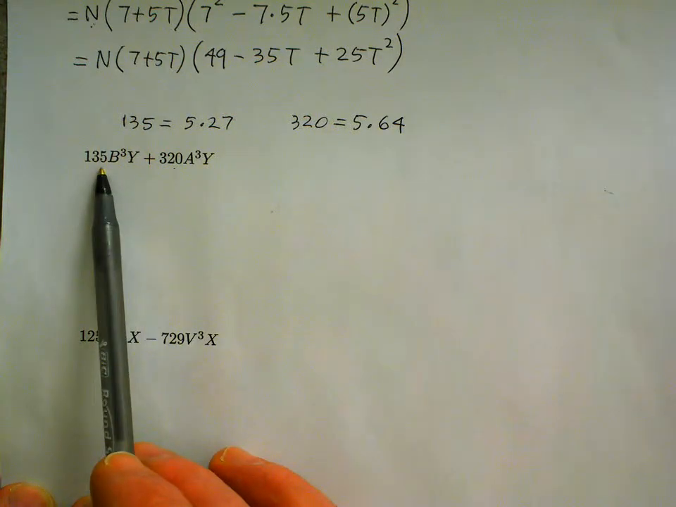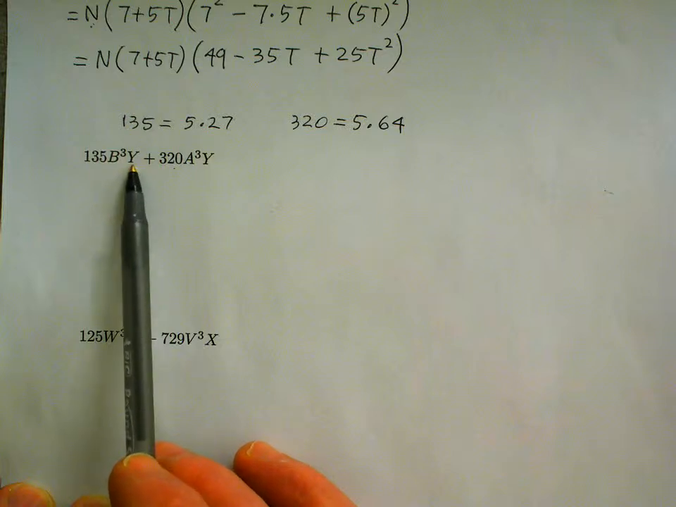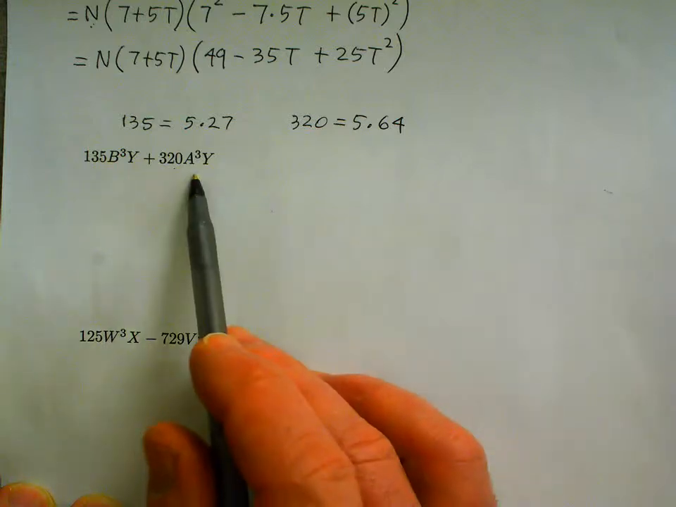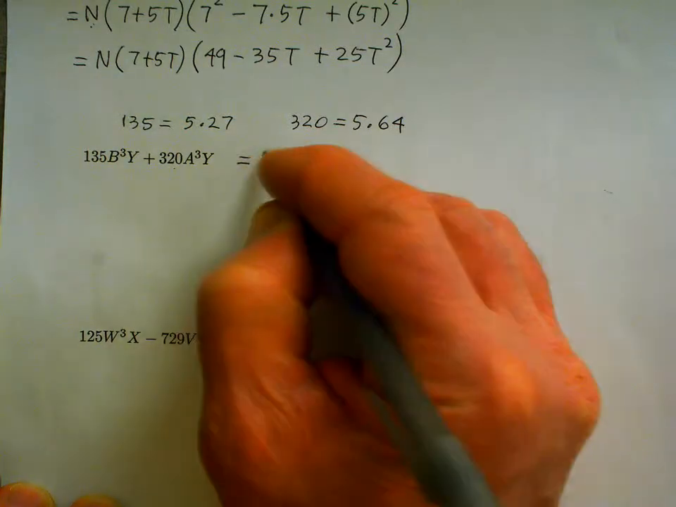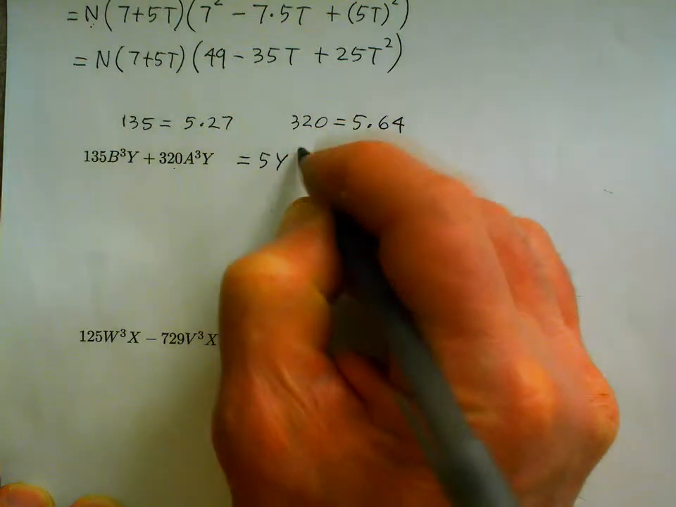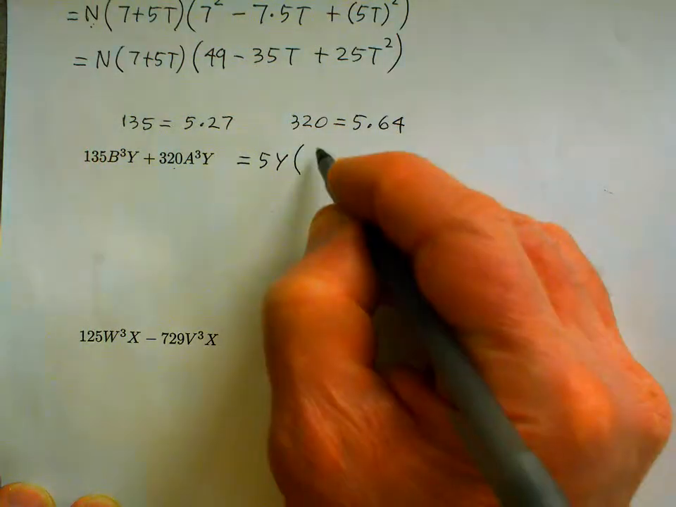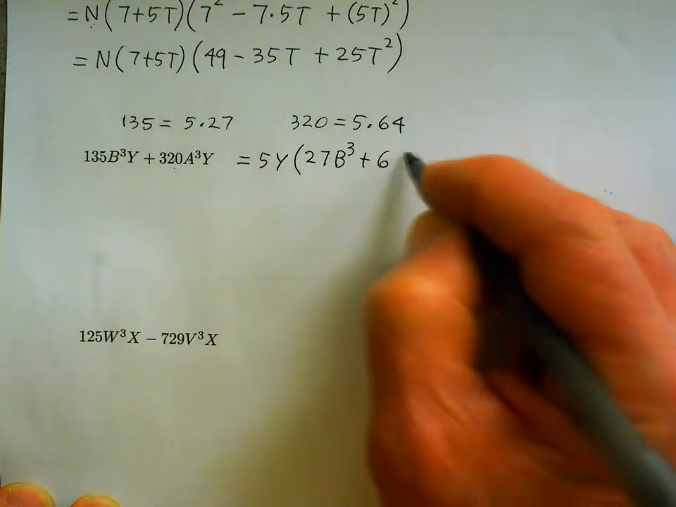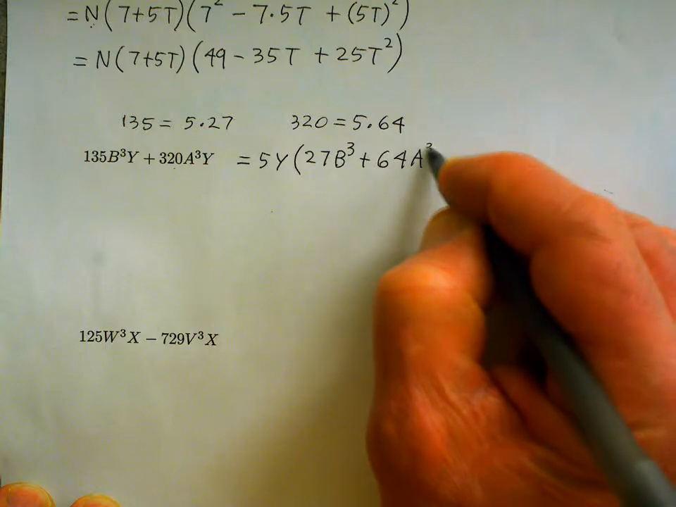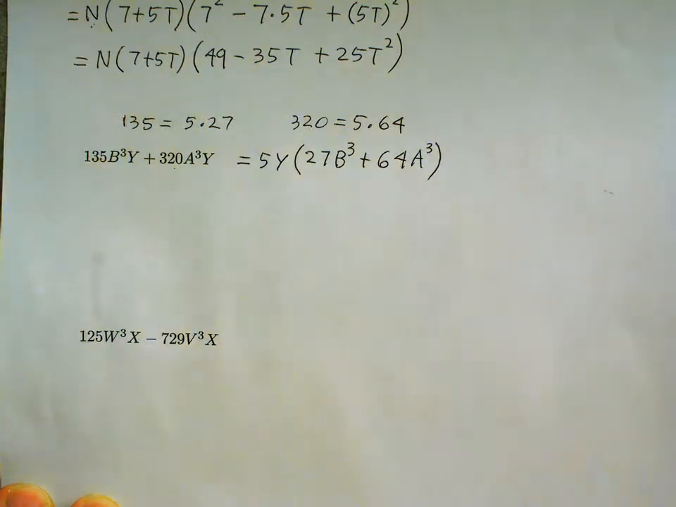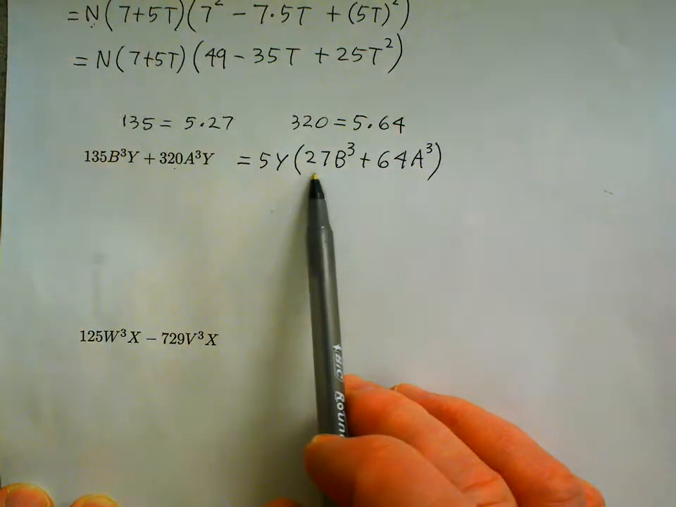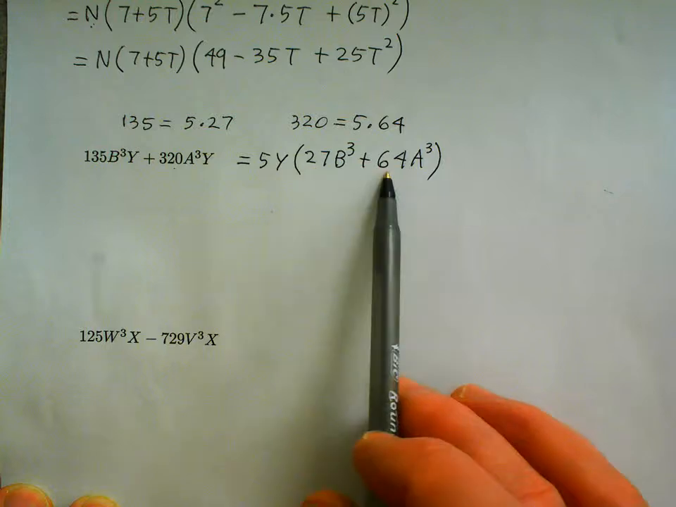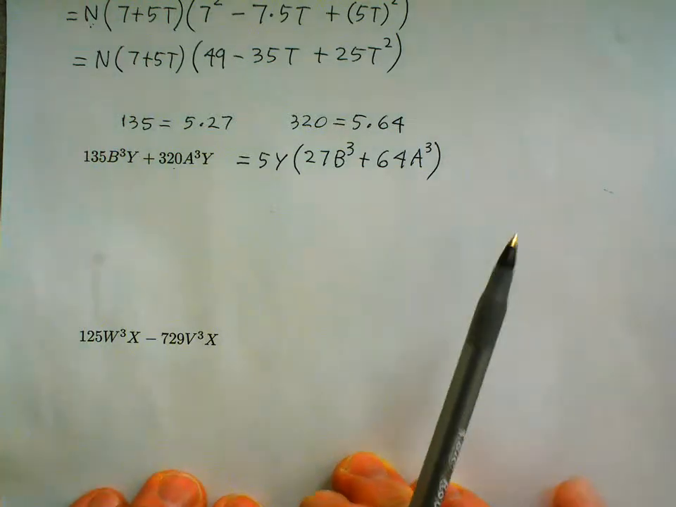Okay, but in these two terms, there's another common factor of y. So the greatest common factor is 5y. We factor 5y out of both terms, and we're left with 27b to the third plus 64a to the third. And inside the parentheses, we have a sum of cubes because both 27 and 64 are perfect cubes.